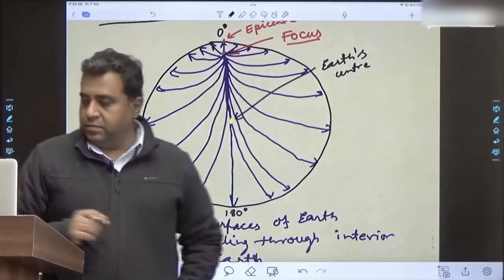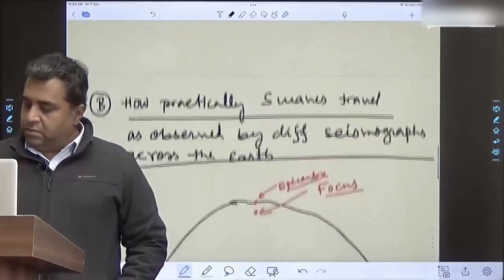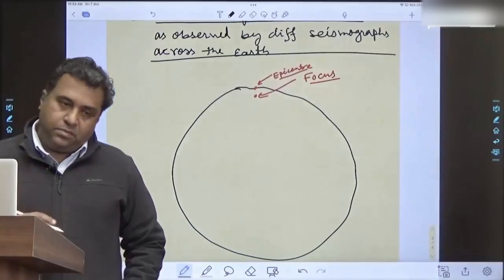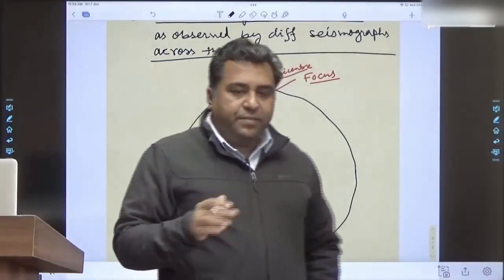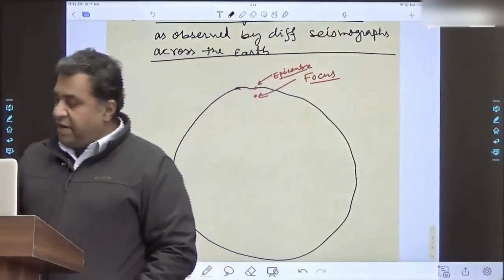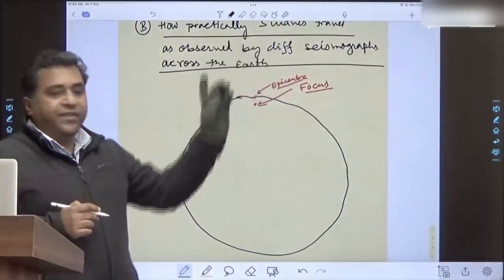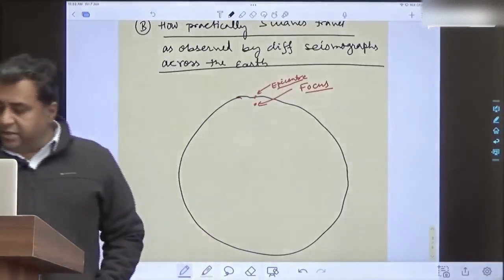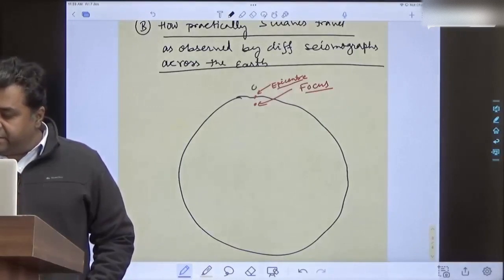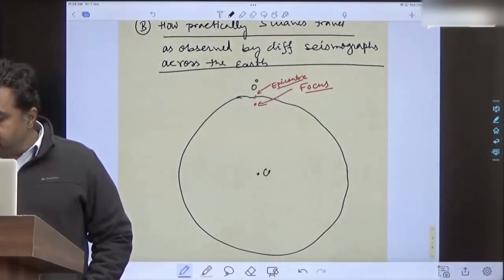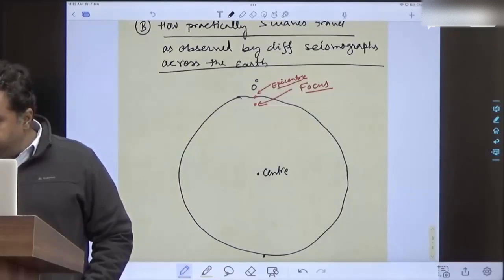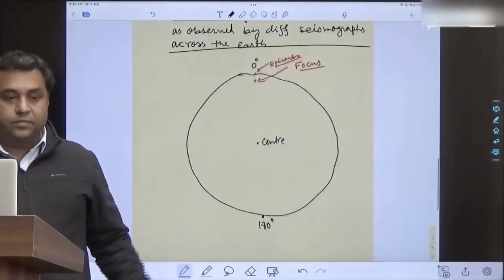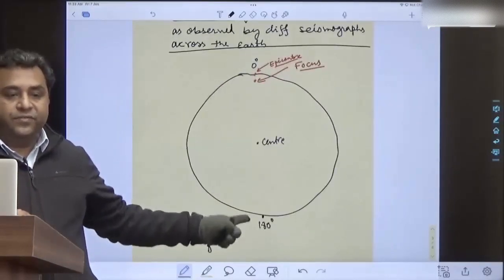Okay. Now come to this diagram. Then complete this diagram and then we'll write further. Now what we really find, how practically S wave travel, this is what we'll see. So again, in the diagram, I'm drawing the epicenter and I'm writing it as 0 degree, drawing the center and the opposite point at 180 degree, right? Something like this. 0 degree, center, 180 degree.